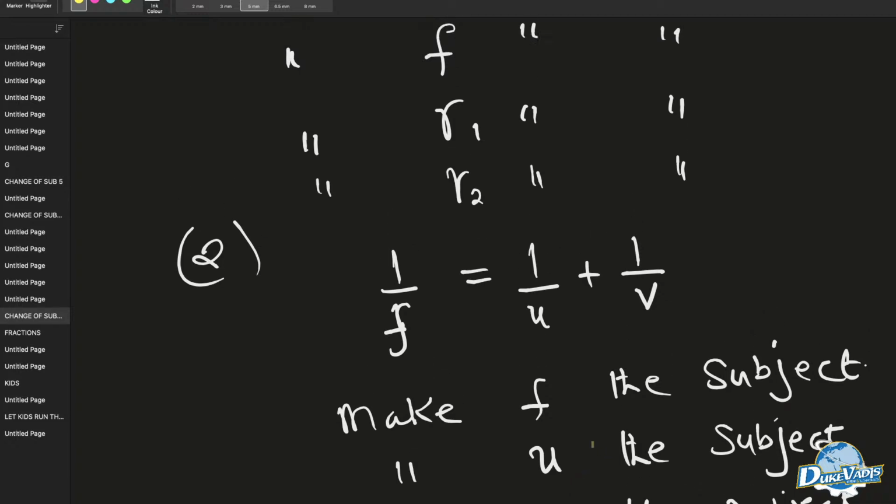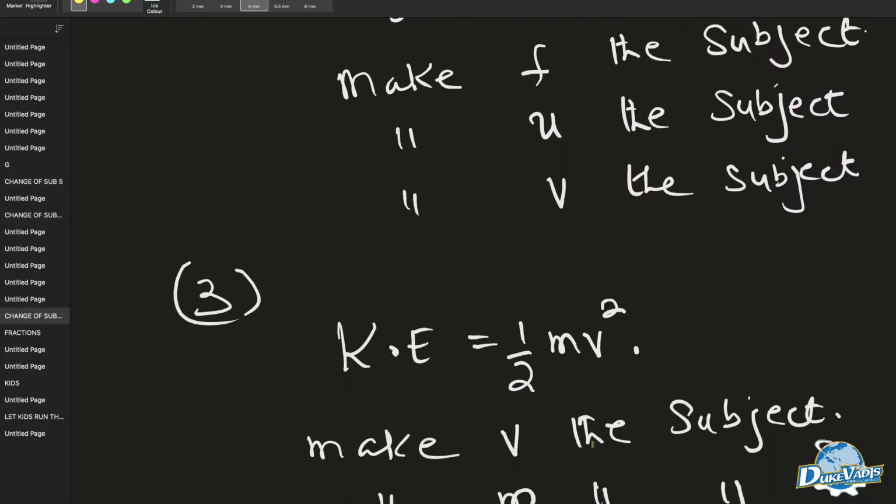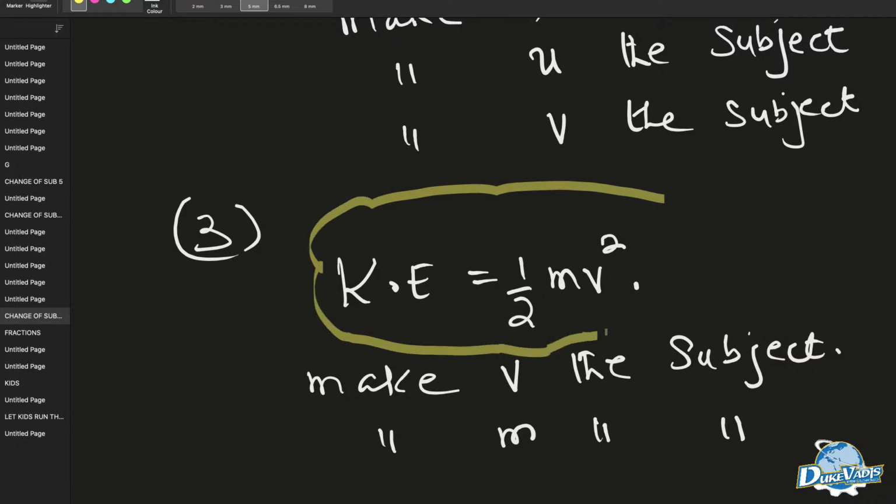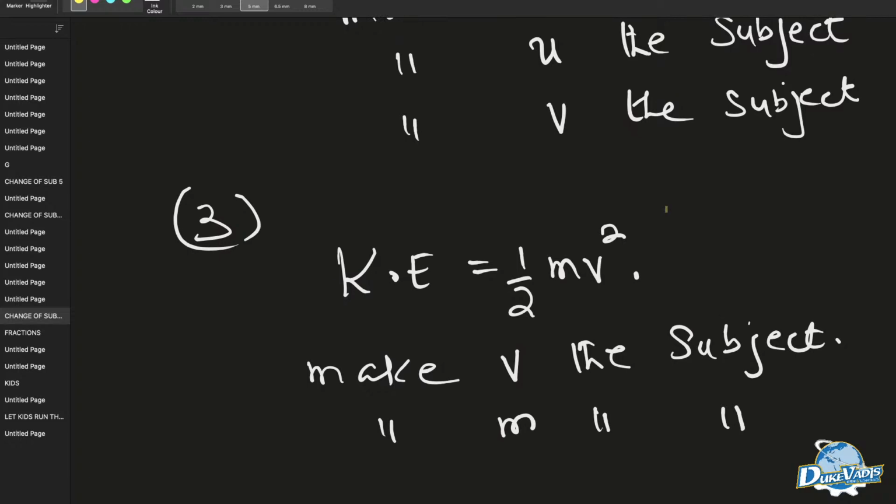Now let's look at the third one. The third one says KE is equal to half mv squared. We're also going to look at that one as well. With this, we're going to make v the subject, and also we'll make m the subject. Meaning we have covered every possible question that will be asked when such a question comes in an exam.